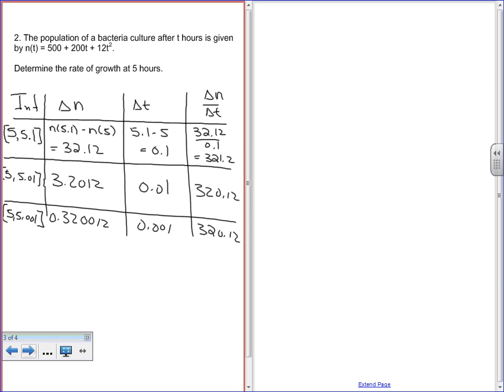Oops, there's a 0 here. You can see as I close my time interval smaller and smaller, it looks like the change in the population is 320 bacteria per hour. So the change in the population with respect to the change in the time, exactly when the time is 5 hours, is approximately equal to 320 bacteria per hour.